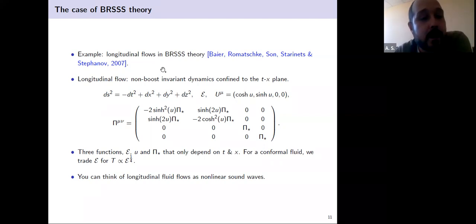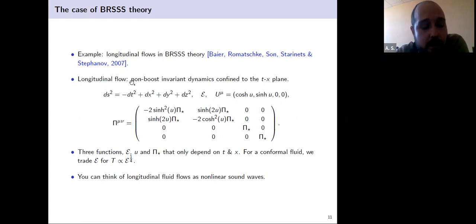In this part of the talk, we are going to be working in four-dimensional Minkowski space, and we are going to be focusing on longitudinal flows. A longitudinal flow is a fluid flow which, like Bjorken flow, has non-trivial dynamics confined to a longitudinal plane, which is spanned here by the t and x coordinates, but that, unlike Bjorken flow, is not boost invariant in this longitudinal plane.